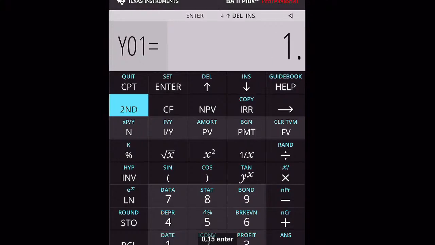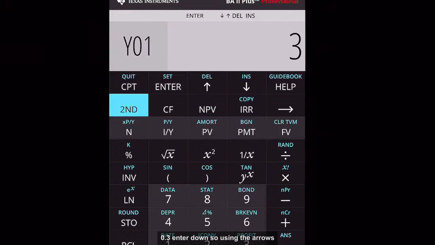0.15, enter. 0.3, enter, down, so using the arrows for the pair. Then 0.09, enter, down, 0.18, enter, down. Now the next pair is 0.10 and 0.20, right? It's always double.